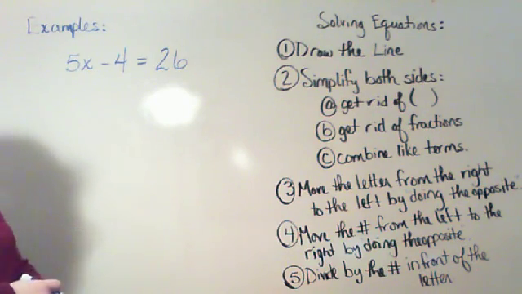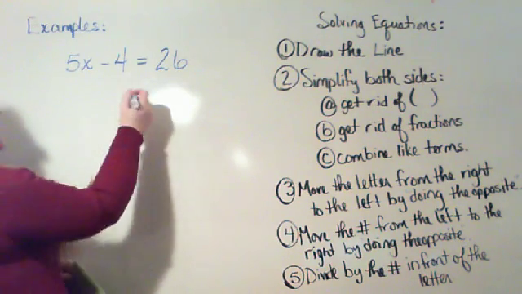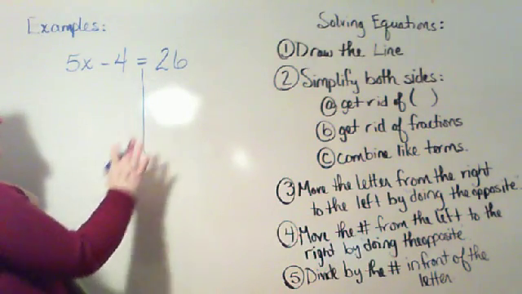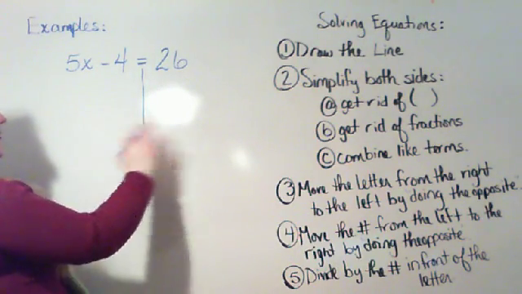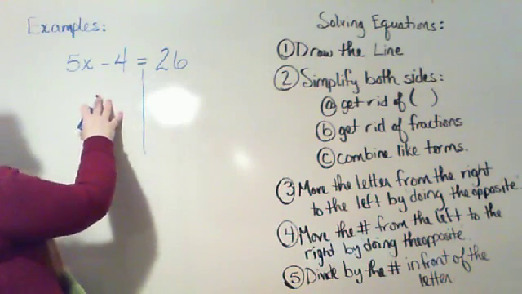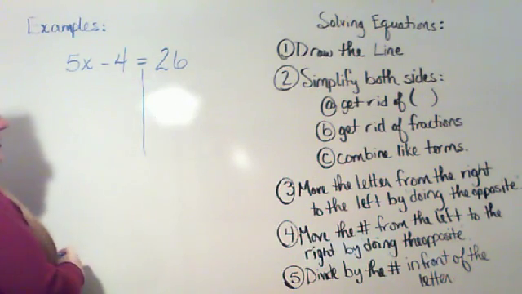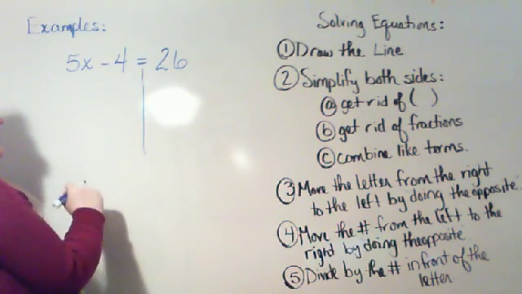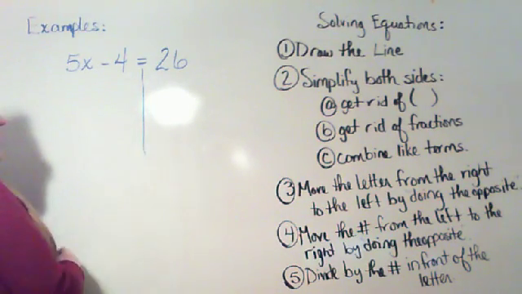Okay, so I'm guessing you're done with your try now. So the first thing we need to do is draw the line. Simplify both sides. I don't have any parentheses, don't have any fractions. I don't have any like terms over here and no like terms over there. I need to move my letter from the right side to the left side by doing the opposite, but I don't have a letter on the right-hand side.